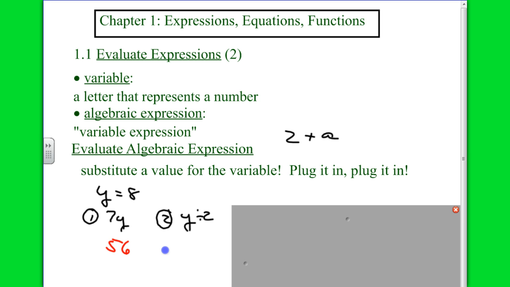Okay, how about y divided by 2? Y divided by 2, if you want, you could write it out. It's so basic, you probably could just state the value, and the value is 4. Good.